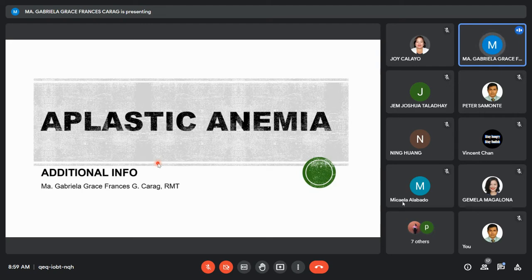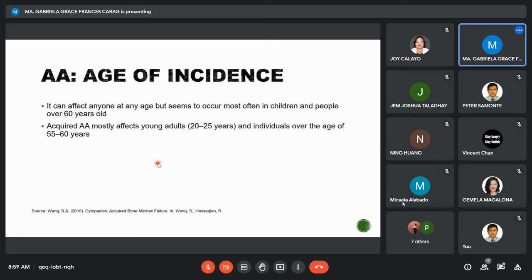So today I will present the additional info about aplastic anemia. First po is the age of incidence. Aplastic anemia can affect anyone at any age, but seems to occur most often in children and people over 60 years old. In acquired cases, it mostly affects young adults ranging 20 to 25 years old and individuals over the age of 55 to 60 years old po.